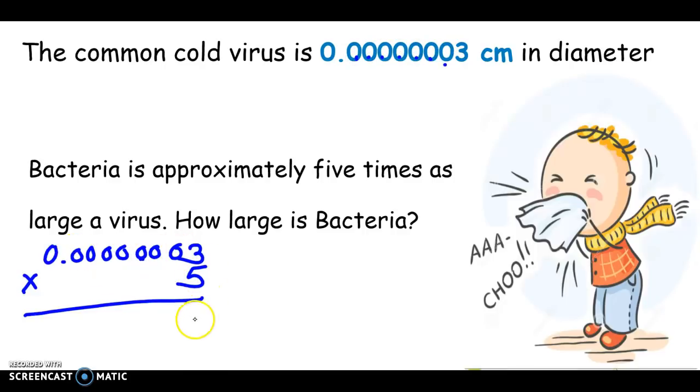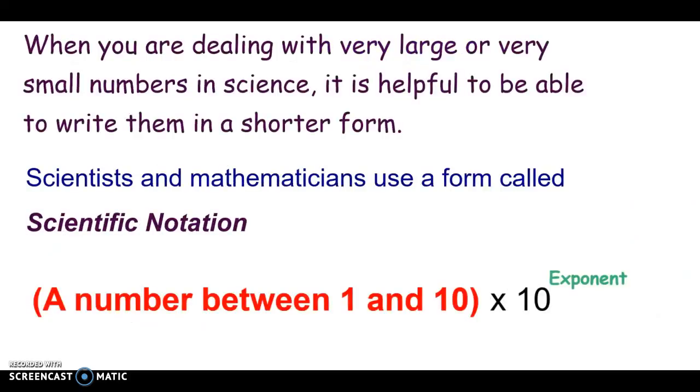So you would do 5 times 3 is 15. Carry the 1, and that would be 5. And then 0 for each of the remaining places. And as you can see, the problem here is that you can make a mistake with all those zeros. So scientific notation helps us do the math without having to worry about all those extra zeros.